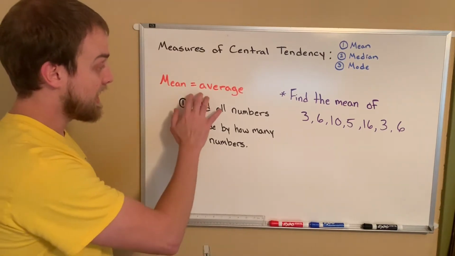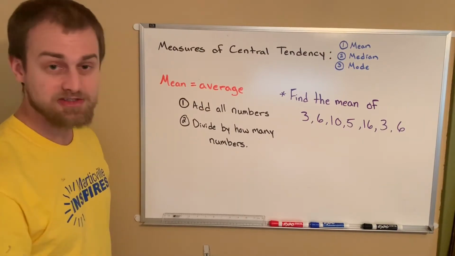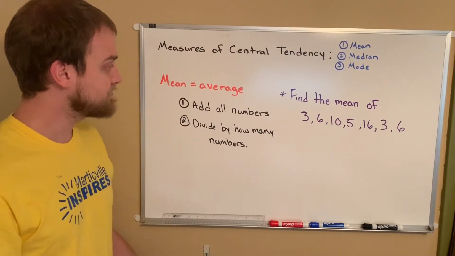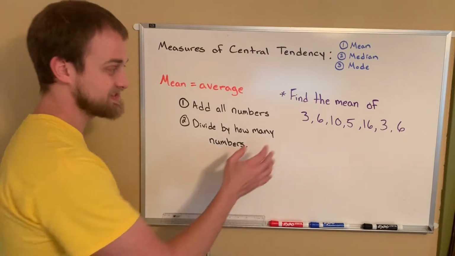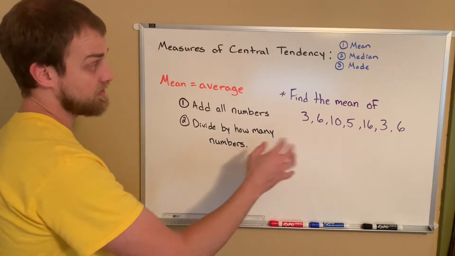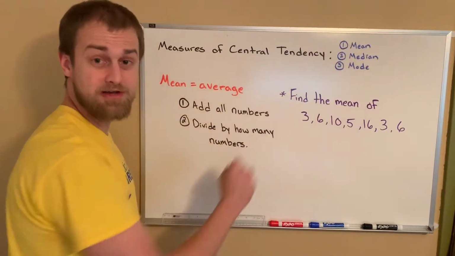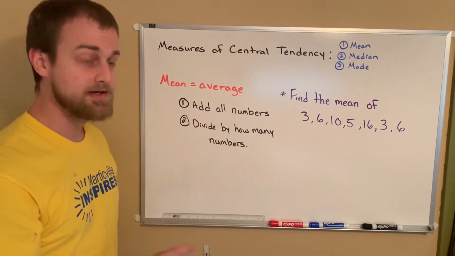All right. Mean can often be heard as the word average. They mean essentially the same thing. But what mean and average do is they give us one number that is going to represent a data set as a whole. Technically speaking, that's what all three of these numbers do, but we calculate them all in their own unique way.